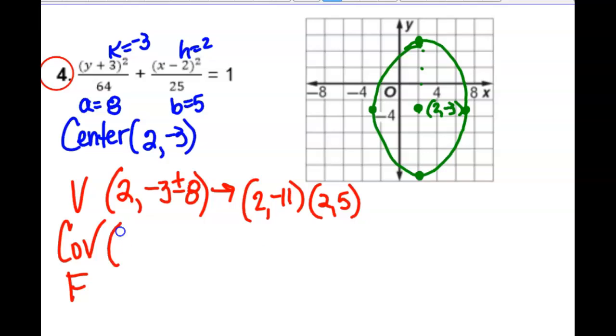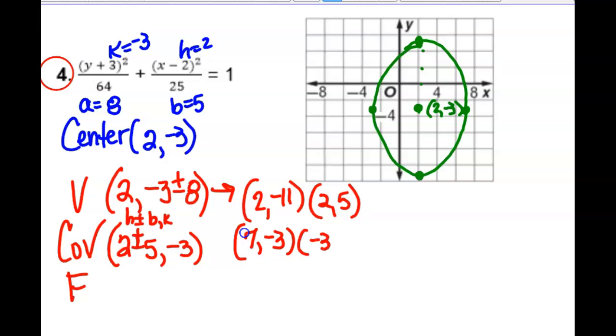The co-vertices are left and right. So 2, or H, plus or minus B. 2 plus or minus 5, comma, -3, the K stays the same. So I'm getting 7, -3, and -3, -3. Does that look right? Looks pretty good for my picture, right?